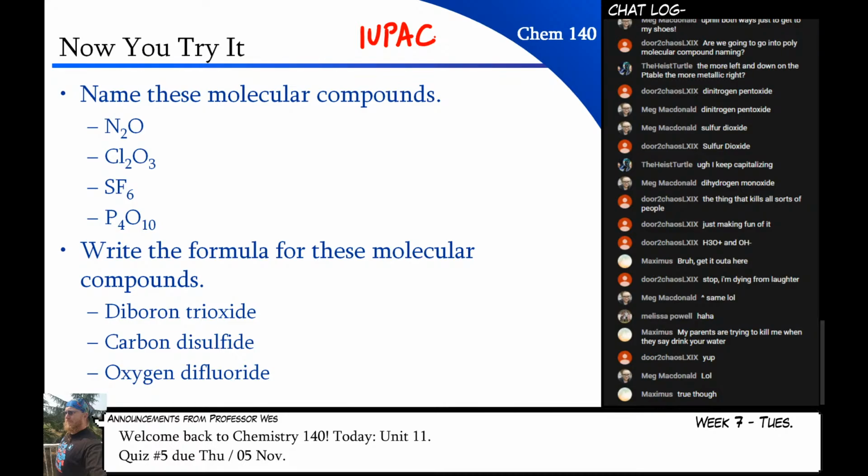Generally speaking, these formulas are much easier to do in general with names. But be careful when you get to the ionic and covalent and acid part where it's all mixed together. Okay? So, again, just keep the rules in mind. We'll go over the answers in a few minutes.